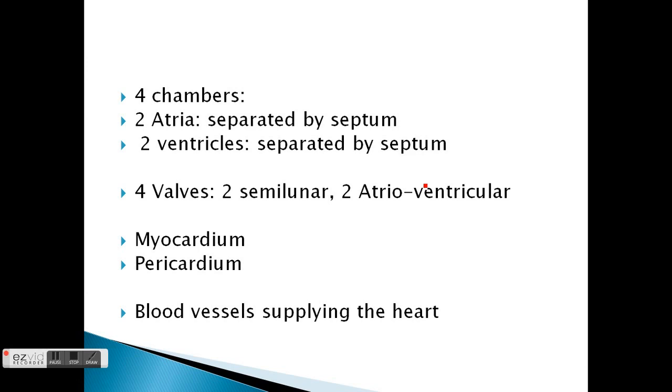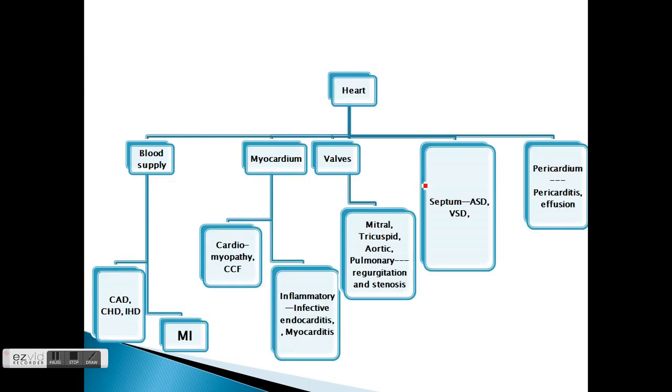So what I've done is I've tried to categorize all the conditions into the structures which are getting affected. If the blood supply of the heart gets affected, then the diseases are coronary artery disease, coronary heart disease, and ischemic heart disease. This can eventually lead to an emergency condition, which is myocardial infarction. Next, when the muscle of the heart, the myocardium, gets affected, the condition is known as cardiomyopathy, and it can eventually lead to CCF.